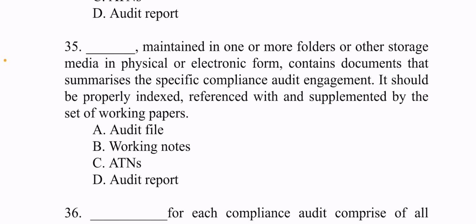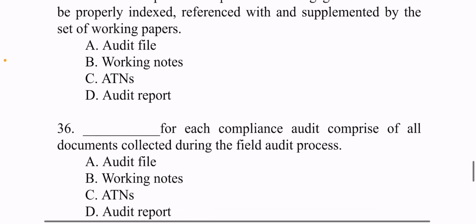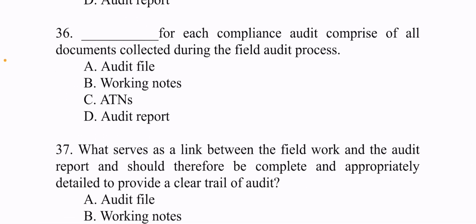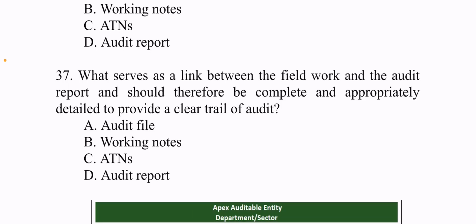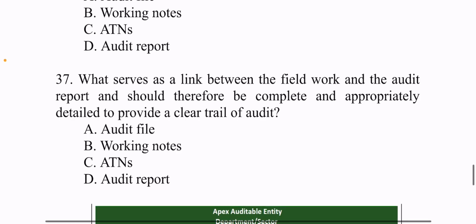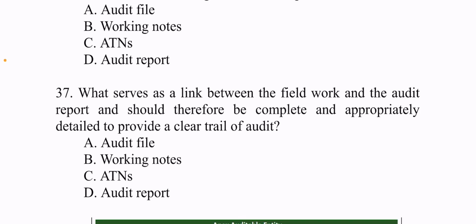Maintained in one or more folders or other storage media in physical or electronic form, contains documents that summarize the specific compliance audit engagement. It should be properly indexed, referenced with and supplemented by set of working papers. Answer A. Audit file. For each compliance audit, comprised of all documents collected during the field audit process. Answer B. Working notes. What serves as a link between the field work and the audit report and should therefore be complete and appropriately detailed to provide a clear trail of audit. Answer B. Working notes.